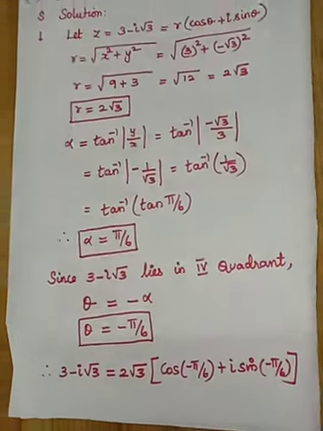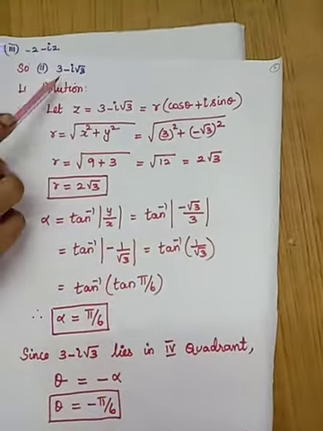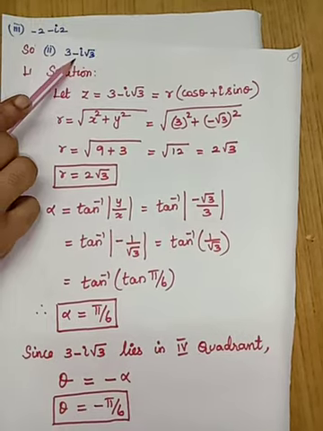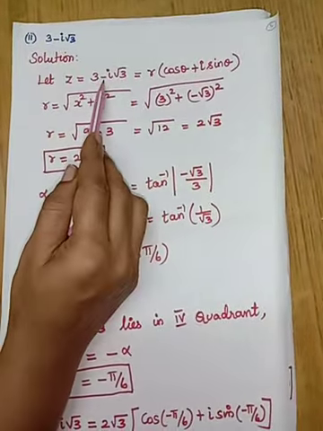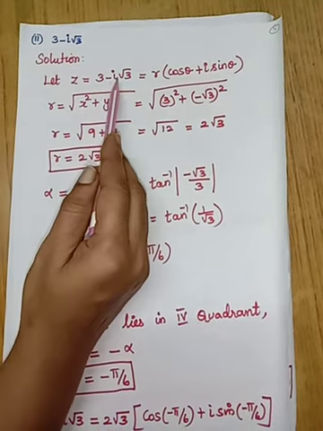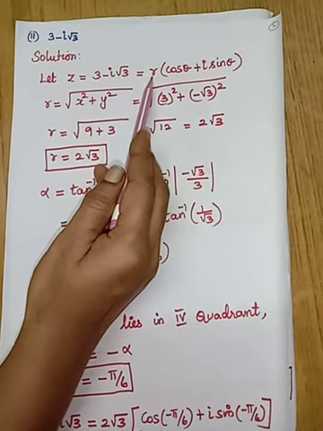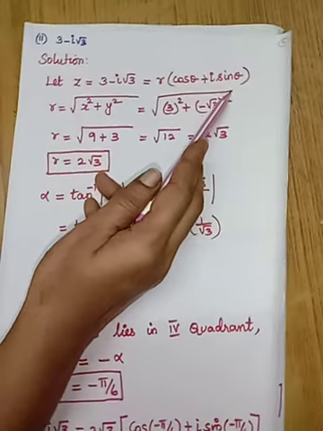We'll see the second subdivision. So if this complex number is given, you have to convert it into polar form. First I have taken the complex number as z. In polar form, it is r into cos theta plus i sin theta.